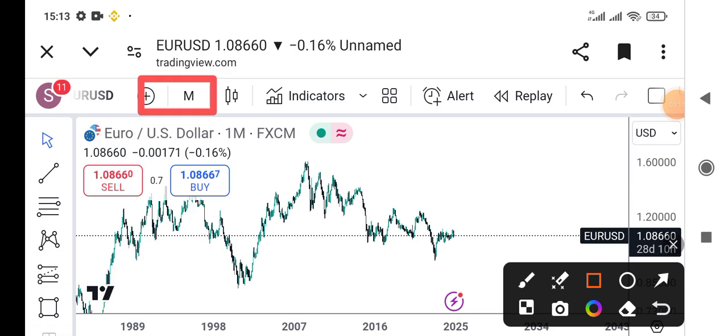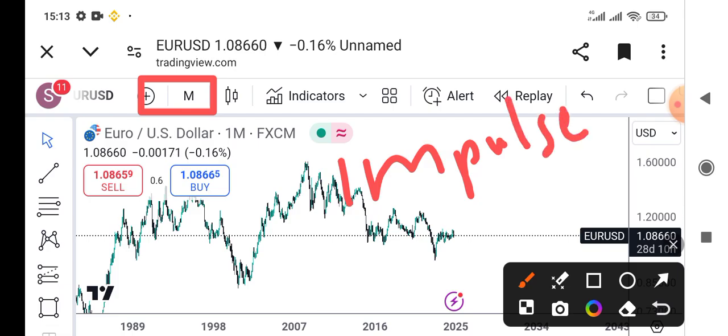So first, the way I've said, we'll go to our, this is TradingView. We'll go to our monthly chart. So this is our monthly chart. There are two things that usually happen with the market. Market has two sections. We have the impulse section, and we have correction.